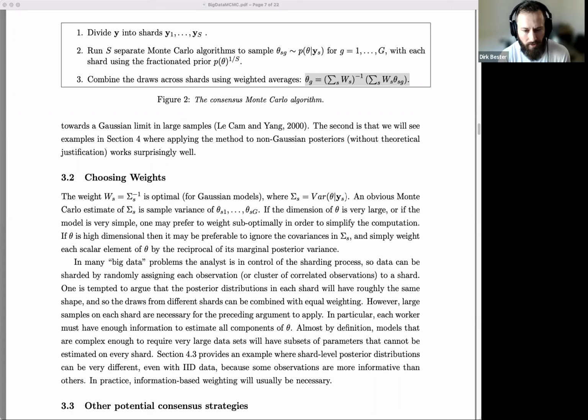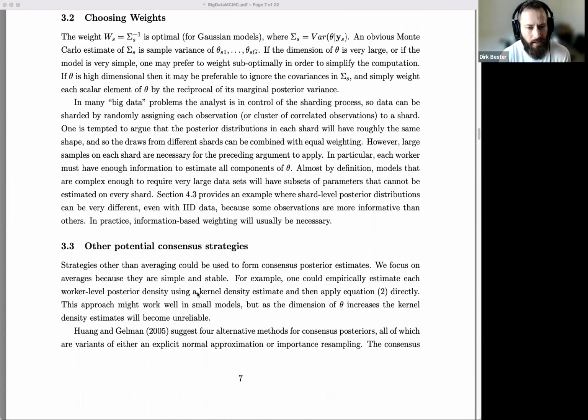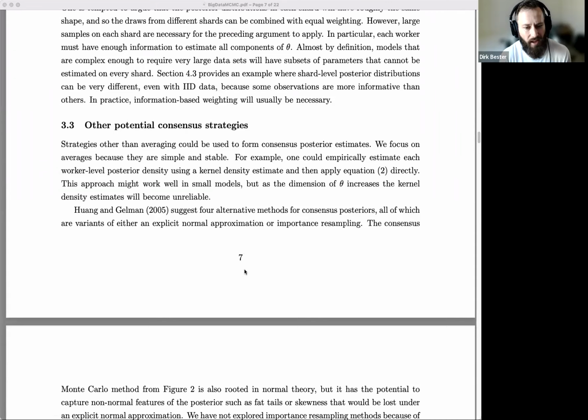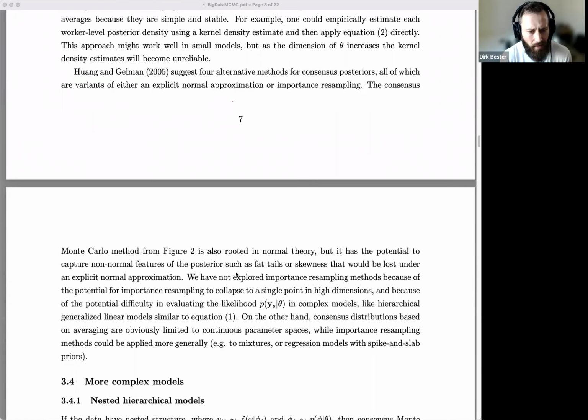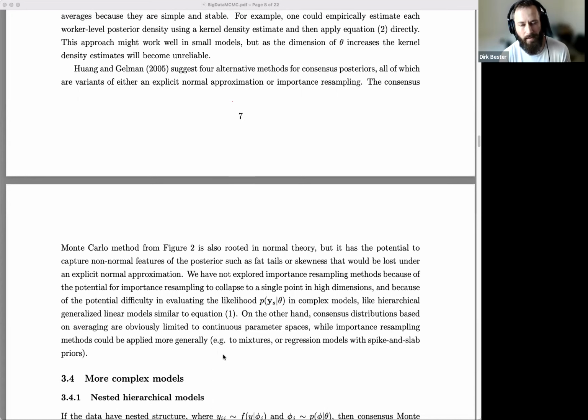The rest of the article deals with some examples. In section 3, they give more theoretical underpinnings, where they say choosing weights is, like I said. They quickly go through other strategies and say why they chose this one. Fairly interesting. And they do say here the big caveat is that consensus distributions based on averaging are obviously limited to continuous parameter spaces. This is hard to do when you don't have a continuous parameter space, like they say here, if you're doing Dirichlet mixture distributions or regression models with spike and slab priors.